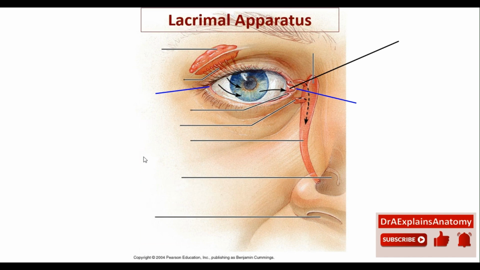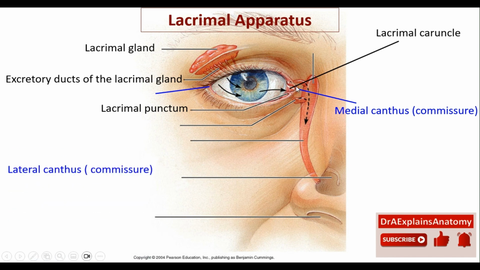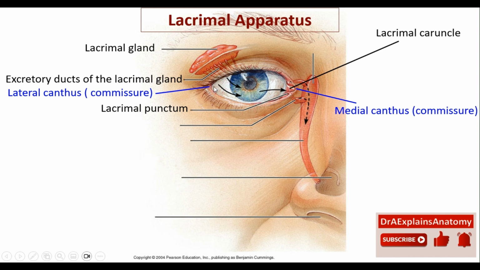Next, let's go over the structures of the lacrimal apparatus. This is the lacrimal gland. From the lacrimal gland, we have the excretory ducts of the lacrimal gland. This right here is the lacrimal punctum, this tiny opening. This is the lacrimal caruncle, which is a pocket-like structure. Right here, we have the medial canthus toward the nose, also called the medial commissure. And this right here is the lateral canthus, also called the lateral commissure.